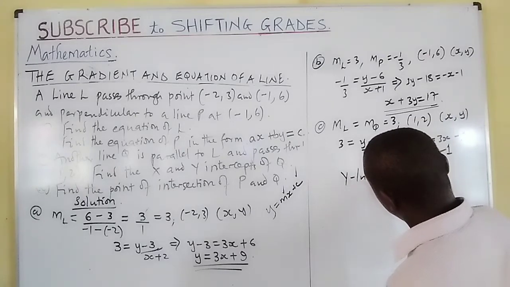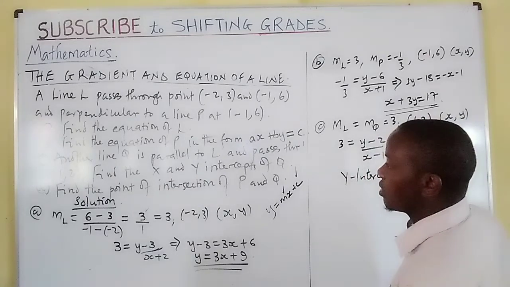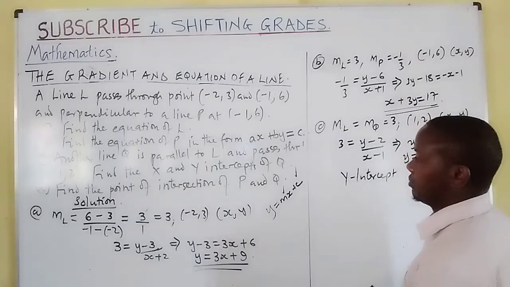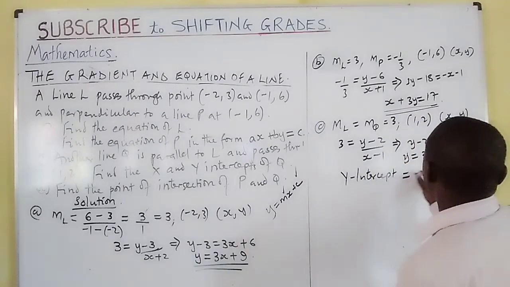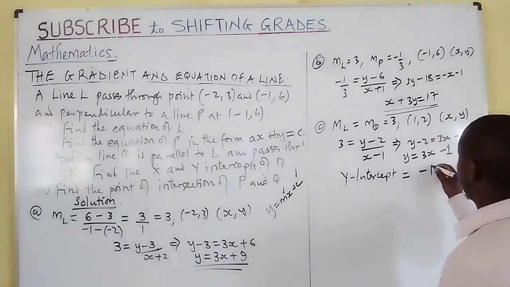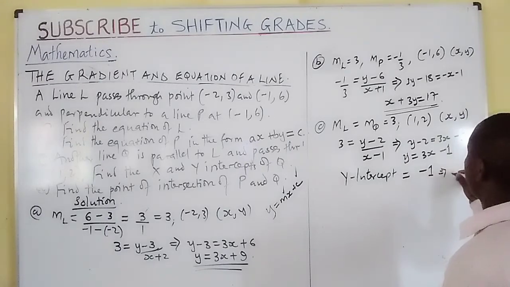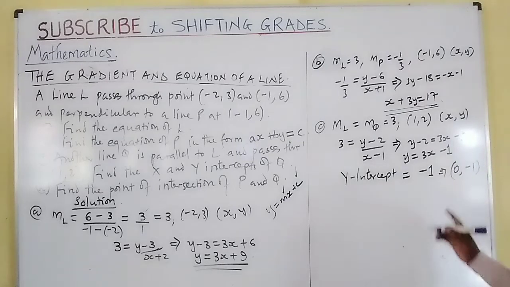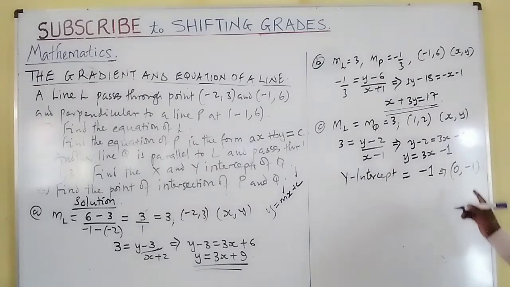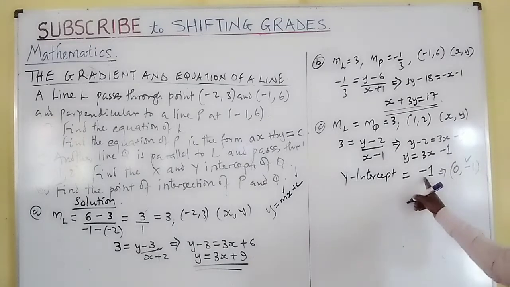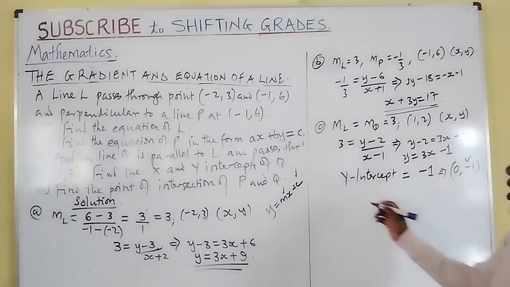So with the equation now expressed in this form, we can get the y-intercept automatically as negative 1, or written as a coordinate, 0, negative 1, because at the y-axis x is always 0. So as a coordinate, it's expressed this way, and the y-intercept is simply negative 1.